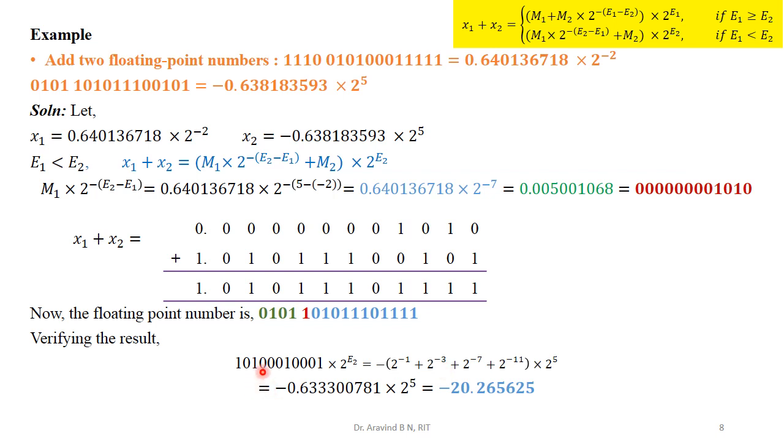Continuing 3, 4, 5, 6 and 7, so 2 to the power of minus 7. Then 8, 9, 10 and 11, 2 to the power of minus 11 we are having. So add all of this, multiplied with the exponential value, that is 2 to the power of 5.